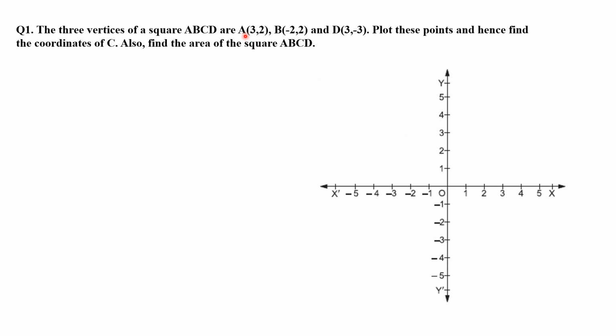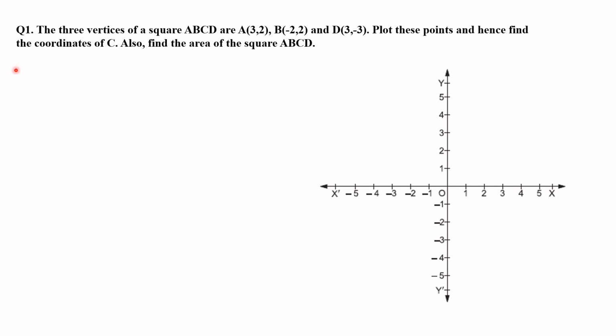So if you see this question, first of all you try to identify in which quadrant these three points will lie. First is the A coordinate. Now you can see both X and Y coordinates are positive, so it will lie in your first quadrant, isn't it? Now the B coordinate is (-2, 2). Now X is negative, Y is positive, so it will lie in the second quadrant. And D, X is positive, Y is negative, so it will lie in the fourth quadrant.